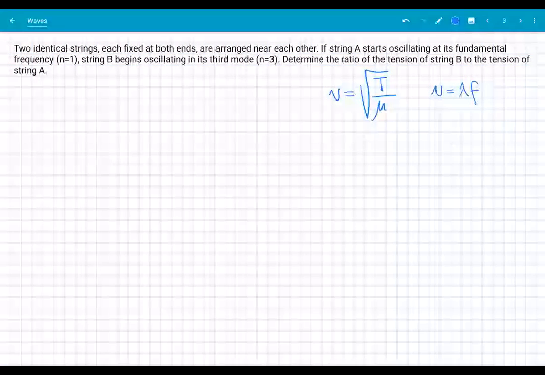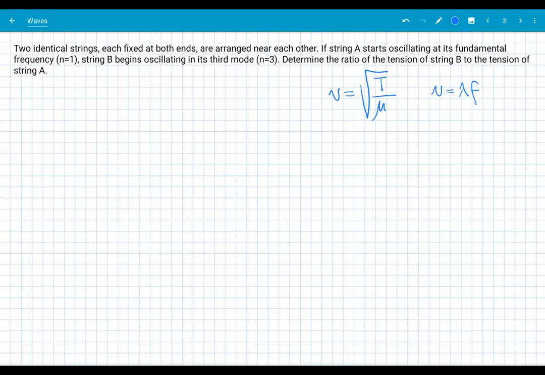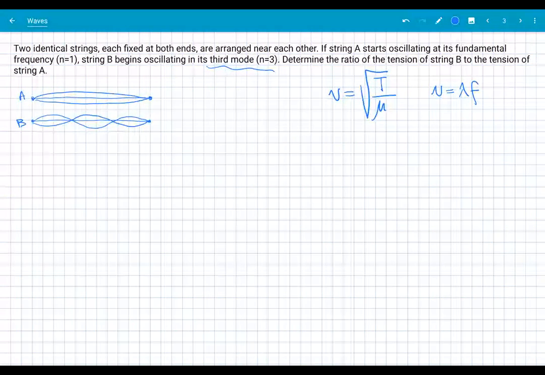All right, so we've got these two strings. I'm going to draw them out because I want a little bit of a visual here, and in our brains we need to be thinking about the fact that these strings are identical and what they are doing. I'll call this one string A, string B. String A is in its fundamental mode, and I'm going to draw it that way. And string B is in its third mode here. I'll sketch that out, and that helps me know right away what the strings are doing.